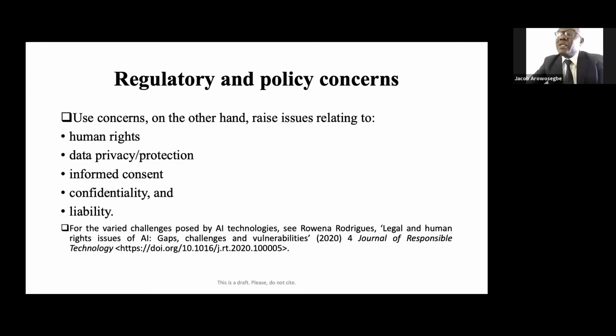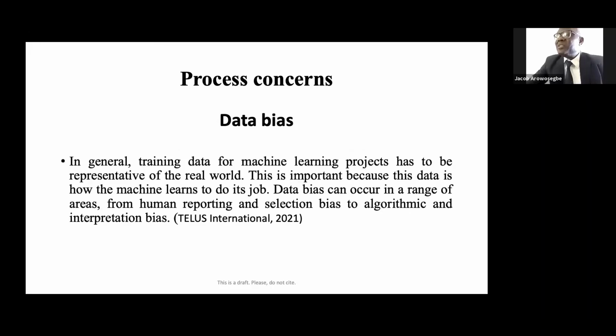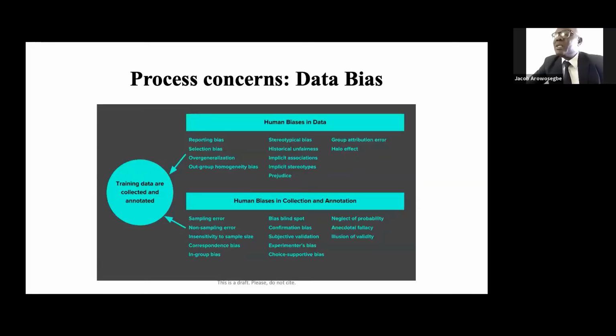Now, process concerns first. I'll be looking at data. I'll be starting with data bias. Data bias in machine learning is a type of error in which certain elements of a data set are more heavily weighted or represented than others. A biased data set does not accurately represent a model's use case, resulting in skewed outcomes, low accuracy levels, and analytical errors. In general, training data for machine learning projects has to be representative of the real world. So where it is not representative enough, then of course there will be bias in the outputs of the AI system.